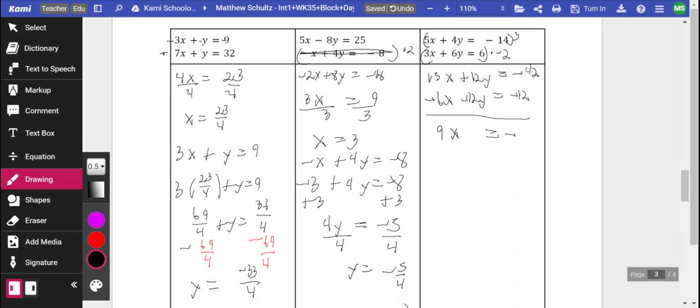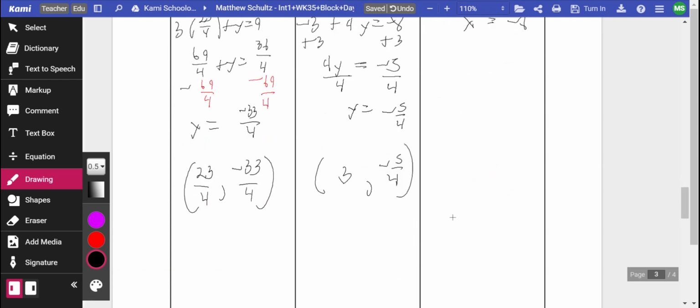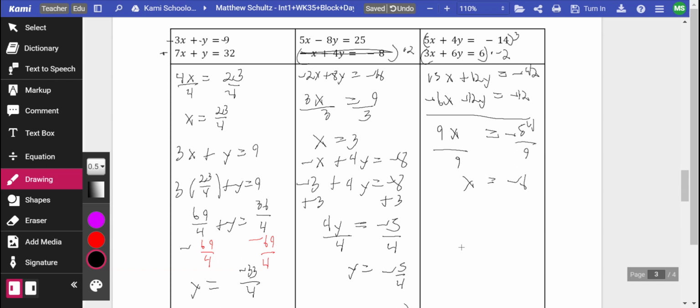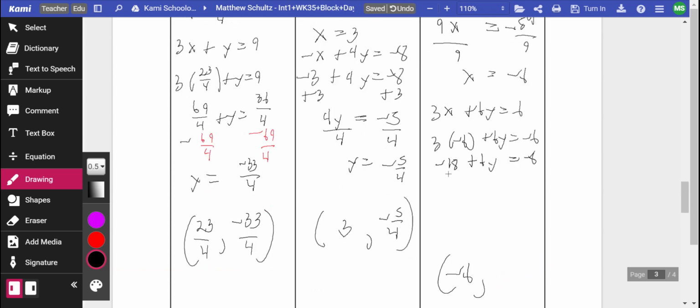negative 54. If I divide by 9 on both sides, I'll get x is equal to negative 6. What's y? Okay, we'll plug it into one of the original equations. So 3x plus 6y is equal to 6. 3 times negative 6, because x is negative 6 and we're substituting, is equal to negative 6. Negative 18 plus 6y is equal to negative 6. We're just slowly getting our answer here. Add 18 to both sides.